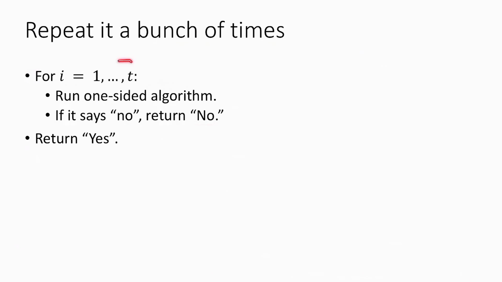I claim that if t is large enough, this will actually have a very high success probability, or very low failure probability. So let's work that out. As we said before, if the correct answer is yes, then we'll definitely return yes, because the algorithm will never say no. But if the correct answer is no, then the probability that we accidentally return yes is small.